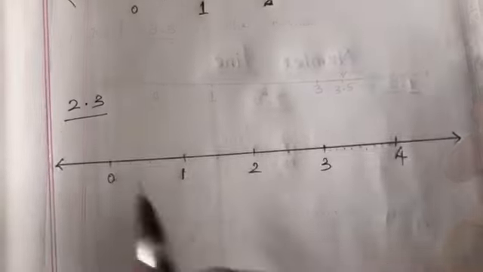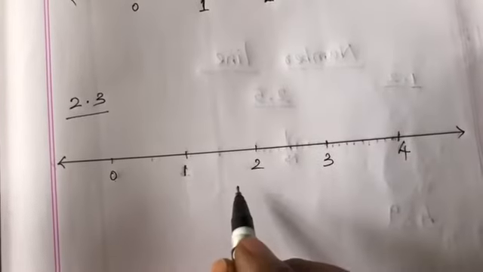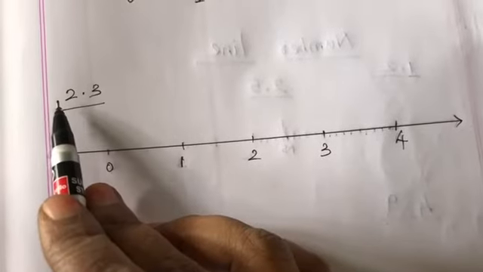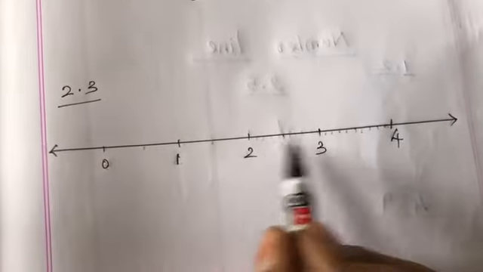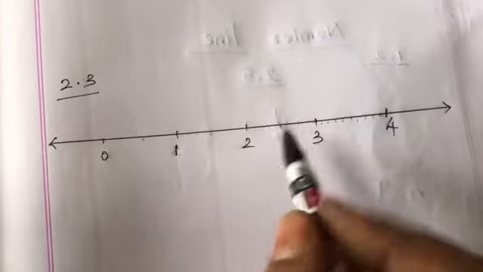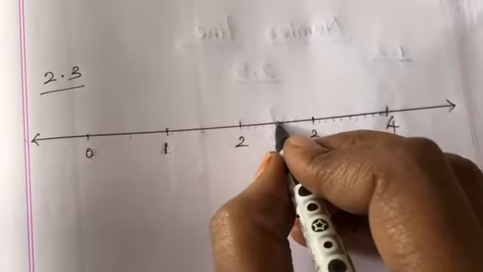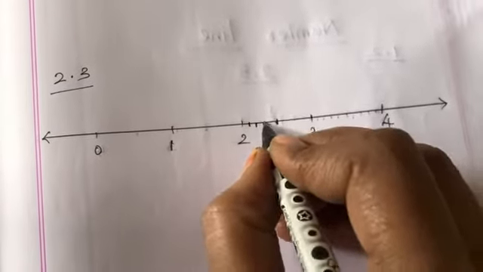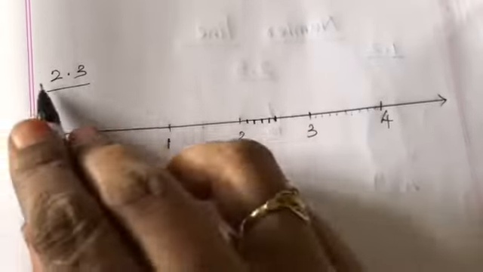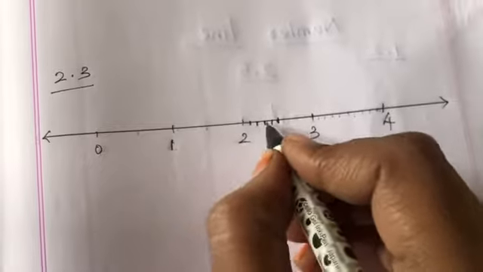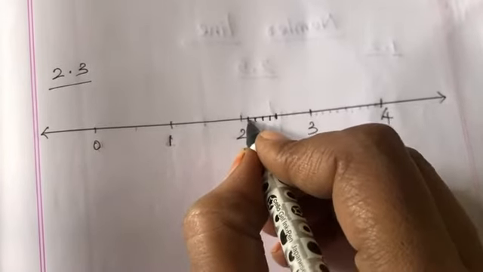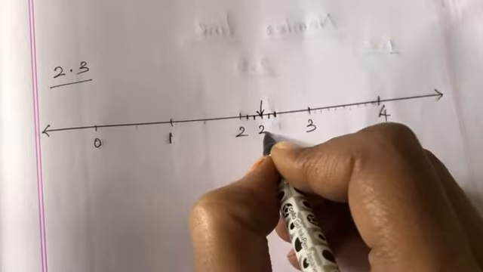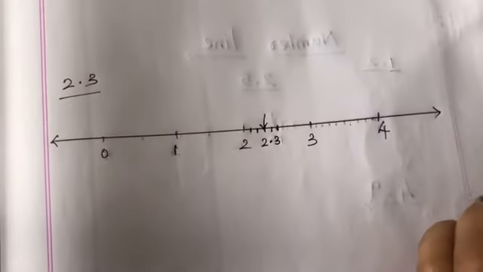Now I am going to mark 2.3 on this number line. 2.3 means the number should come between 2 and 3. So the third line: first mark the midpoint, then 1, 2, 3 and 4. So 2.3 means the third line. This is 2.1, it is 2.2 and it is 2.3. So this is 2.3 on the number line.